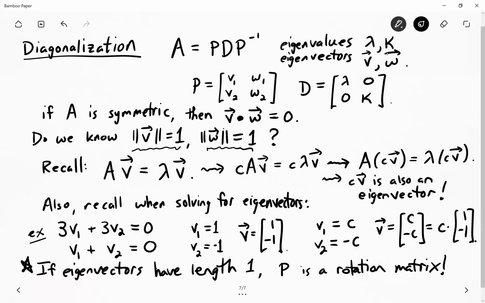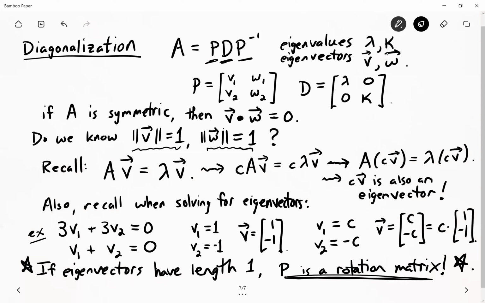Because we already know that the dot product of the eigenvectors is 0. They're both perpendicular, and they both have length 1. And that tells us a lot about how we can think about the matrix A. We can think of it as a combination of rotating and scaling in two directions, and then unrotating, rotating in the opposite direction. All right, so that's the idea.